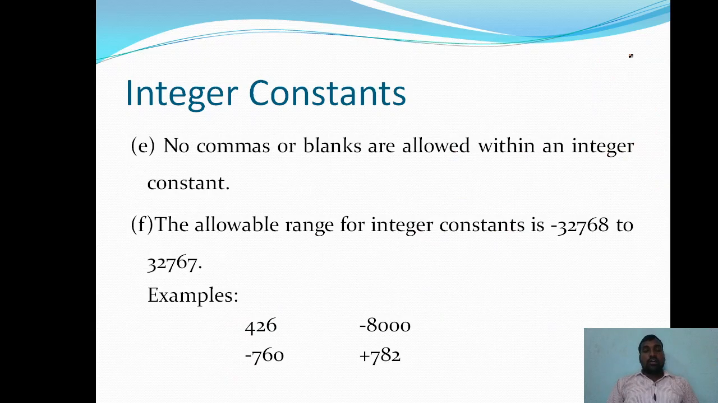Now, no commas or blanks are allowed within an integer constant. If you write 223 in this manner, 2 space 2 space 3, it is not an integer constant. Here spaces are there. 223 without any spaces, then we can call this an integer constant.